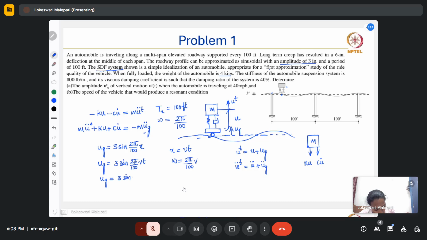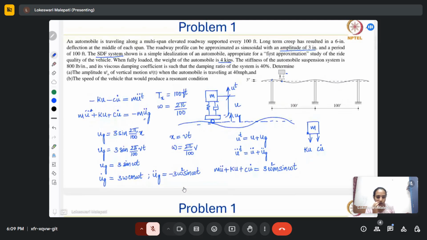3 sine omega t. So that means ug dot is equal to 3 omega cos omega t, and ug double dot will be minus 3 omega square sine omega t. So let us substitute this in this equation. So we have mu double dot plus ku plus cu dot is equal to 3 omega square m sine omega t.